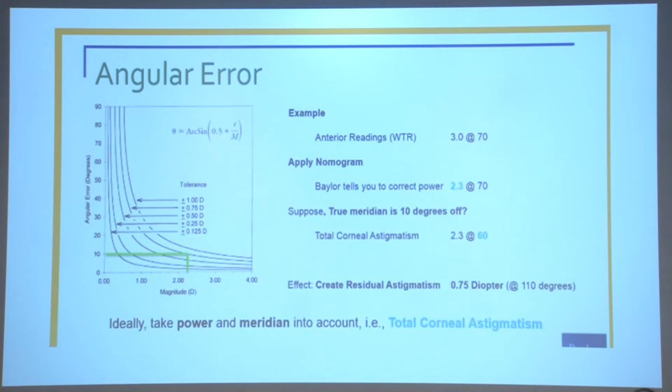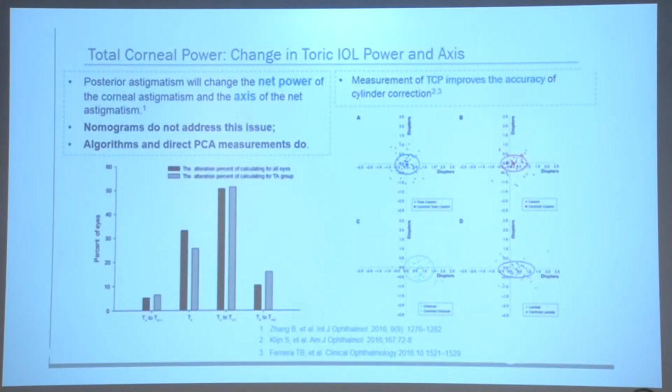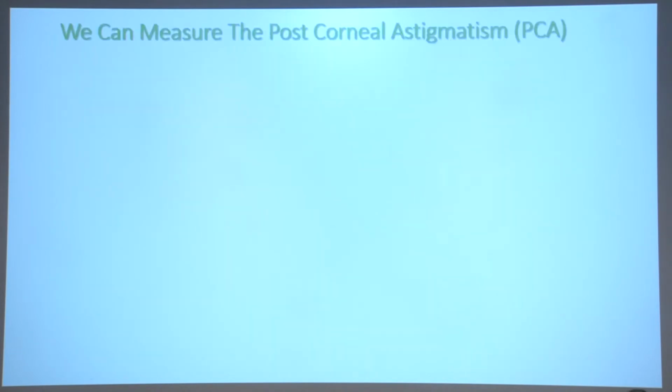So we need total corneal astigmatism measurements, and posterior corneal astigmatism changes the net power of the corneal astigmatism on the axis, on the net astigmatism plane. So nomograms do not address this issue. Algorithms and direct posterior corneal astigmatism measurement can. So in 2016 we came up with the idea that you have to measure the total corneal power rather than going by nomograms. For the next 1 or 2 years it was considered that the total corneal power is very important, and the IOL 700 was introduced and the TK value was introduced. So this was a boom.